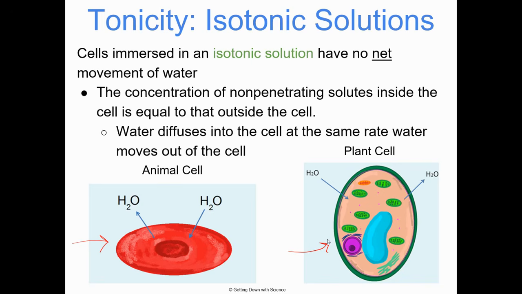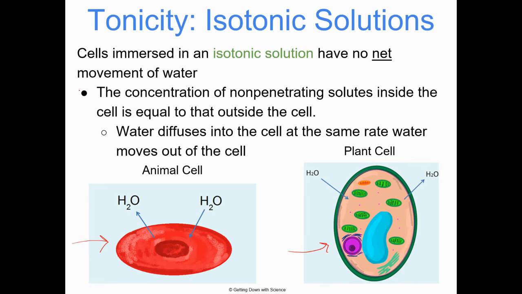This means that water will diffuse into the cell at the same rate that it moves out of the cell. Don't think that water does not move in isotonic solutions. It does. It just has no net movement, meaning it moves equally into and out of the cell. Now, if we look at the animal cell and the plant cell, both do well in an isotonic solution.